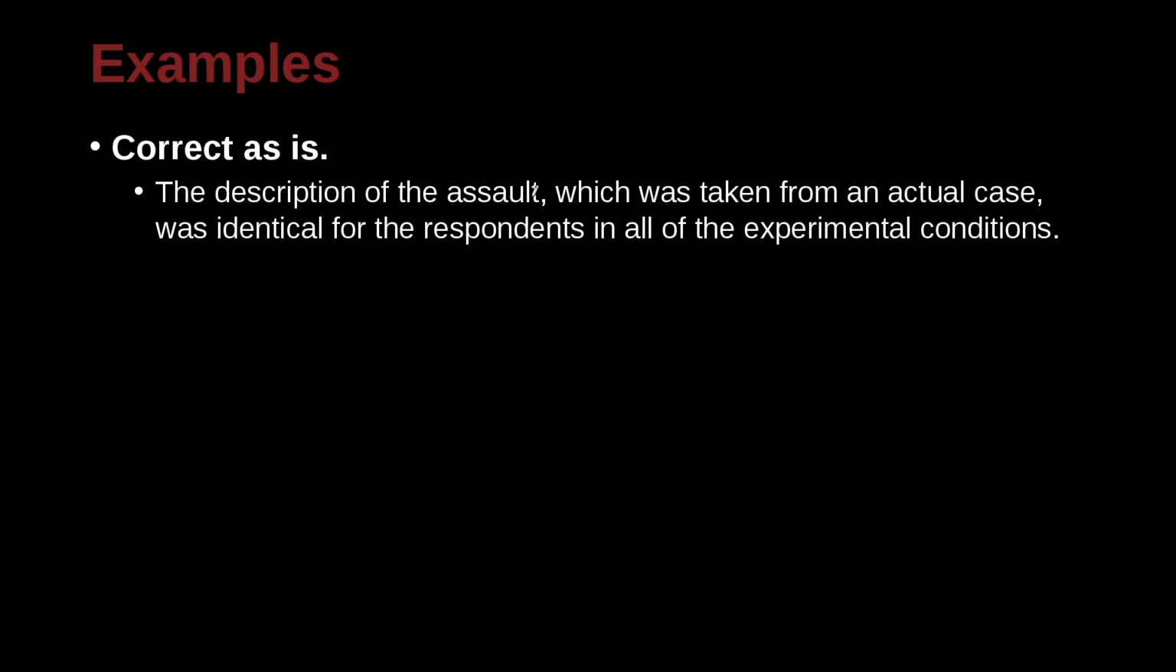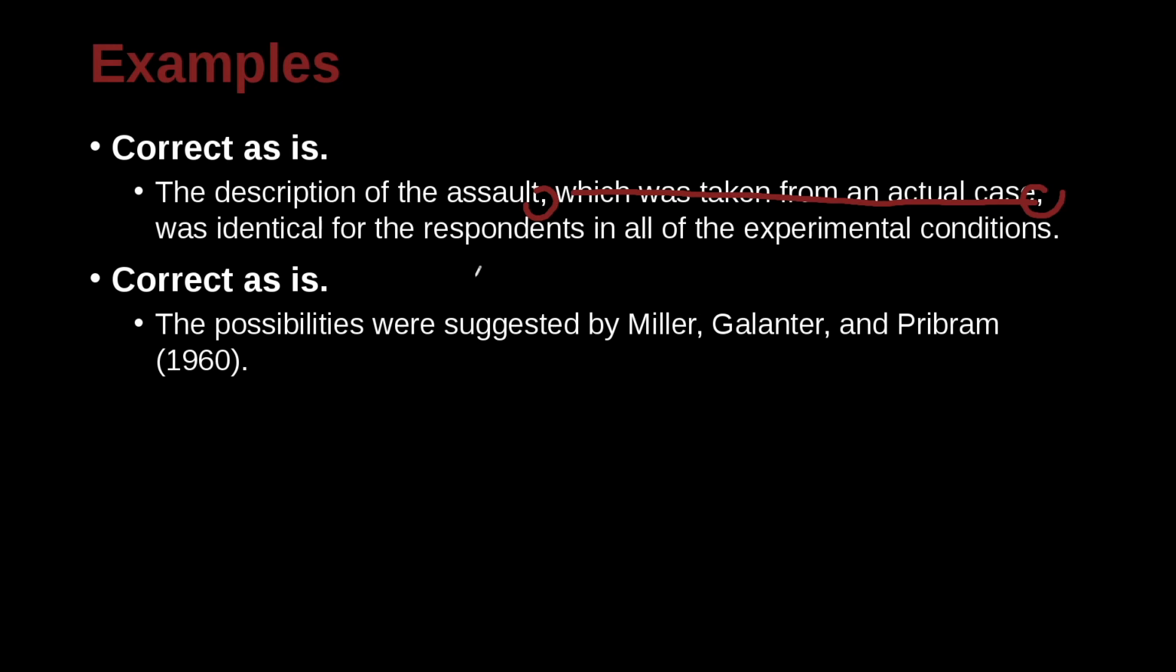The description of the assault, which was taken from an actual case, was identical with the respondents in all the experimental conditions. So here we have our comma and our conjunction which, and a comma here. If we cut these out and we read the sentence again, the description of the assault was identical for the respondents in all the experimental conditions. That's fine, and actually the sentence has very much the same idea. So we can do that. We can have two commas. Oops, another correct one here: the possibilities were suggested by Miller, Galanter, and Pribram. So remember that last comma.